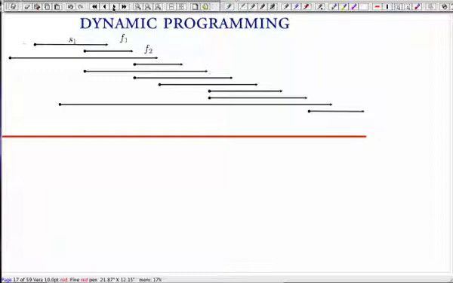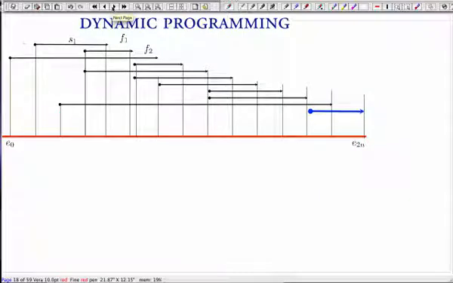So for the dynamic programming solution, for each of these activities, let's project these down onto a line, okay? E1 is the first event. E2n is the last event. Events are either a class began or a class ended, and we use E essentially to denote when a class begins.